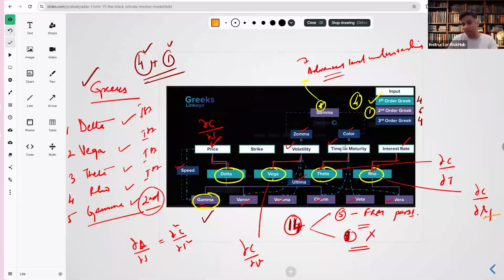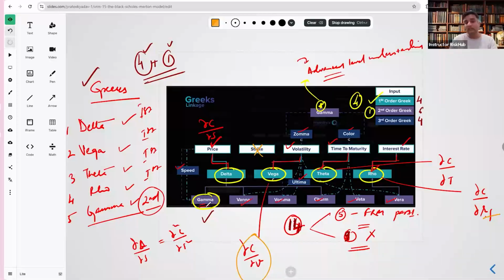Time to maturity is theta: the change in option price by delta T. Price means stock price, S: the change in call by change in S. Strike, there is nothing important about strike. Volatility: the change in option price by change in V, volatility. So these you have to remember.